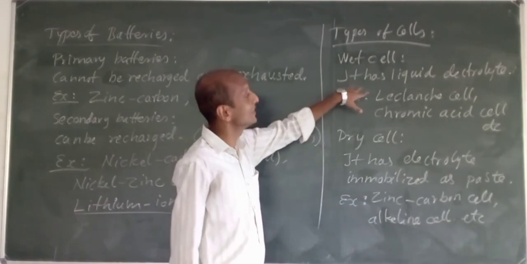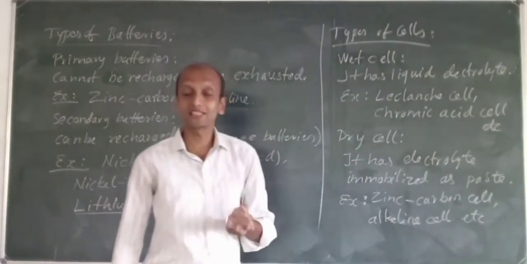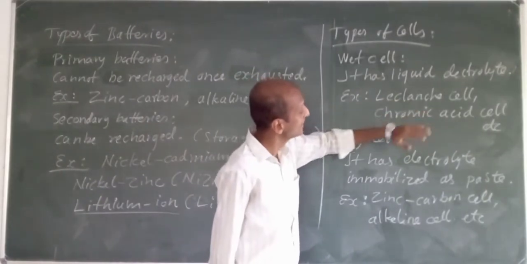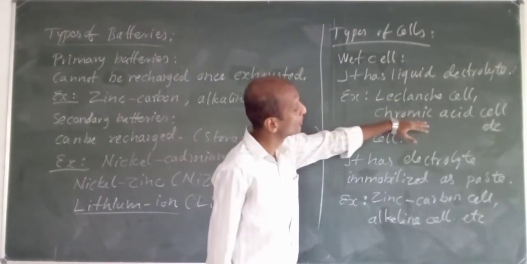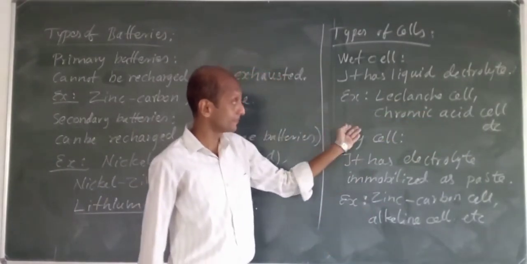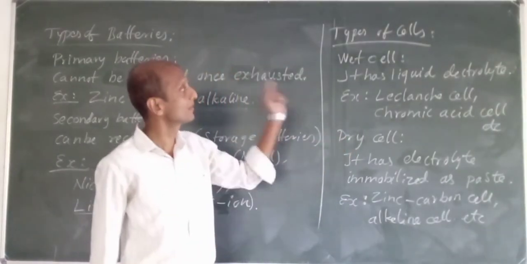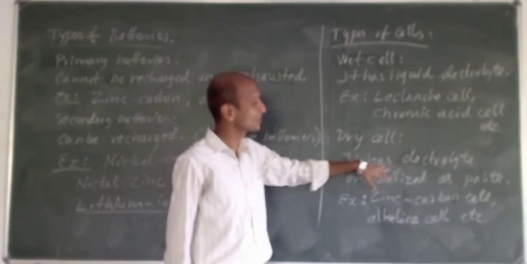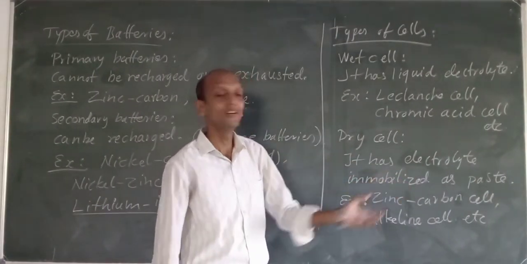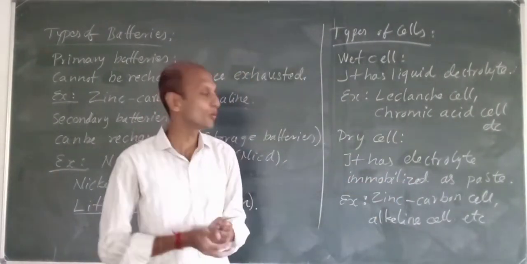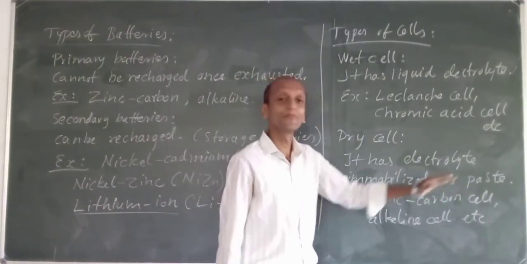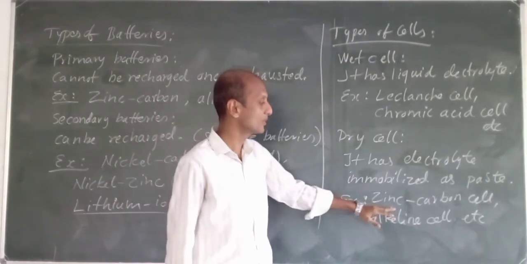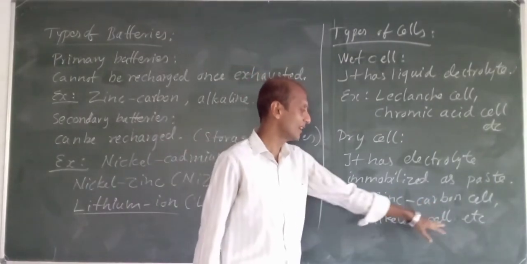Wet cells have liquid electrolyte. Examples are Leclanché cells and chromic acid cells. These are examples of wet cells. Coming to dry cells, the electrolyte is immobile and in the form of a paste. So they are called dry cells, and examples are zinc carbon cells and alkaline cells.